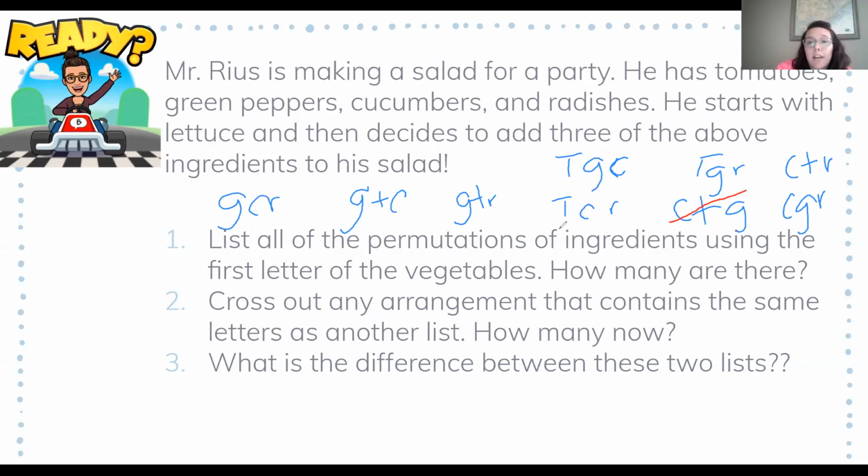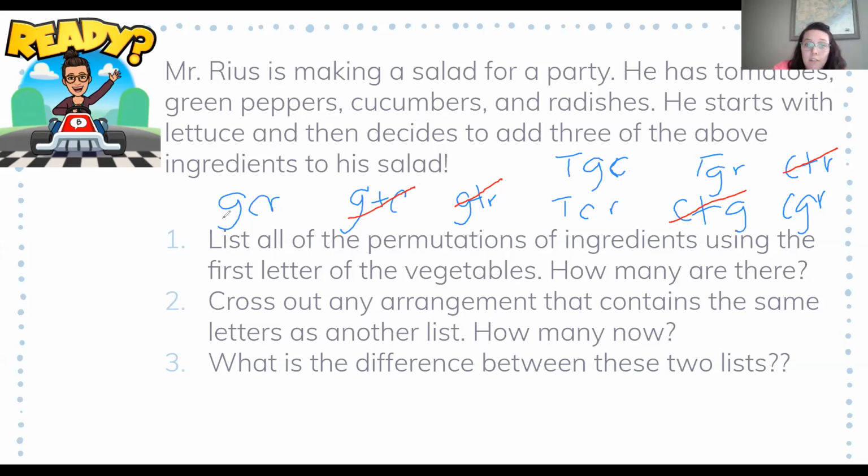Then right here, I have tomato, cucumber, radish. Over here, I have cucumber, tomato, radish. So I'm going to cross this one out since I already have this listed. Right here, I have tomato, green pepper, radish. And then over here, I have green pepper, tomato, radish. So it's the same letters, just in a different order. So I'm going to cross that one out as well. Looking at this one, I have green pepper, tomato, and cucumber. Up here, I already had tomato, green pepper, and cucumber listed. So the same letters, I'm going to go ahead and cross that one out.